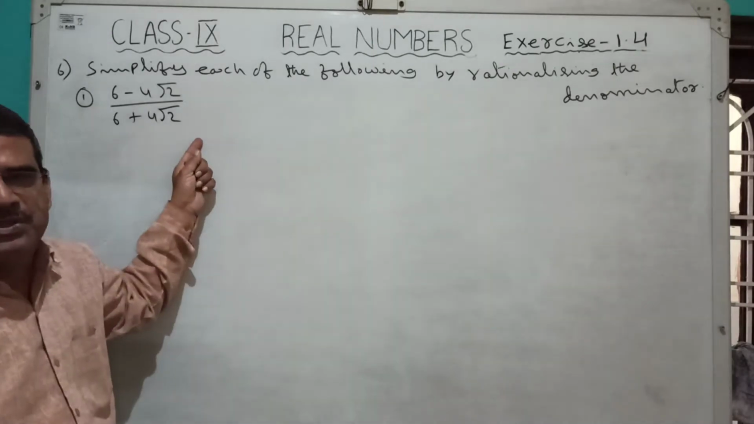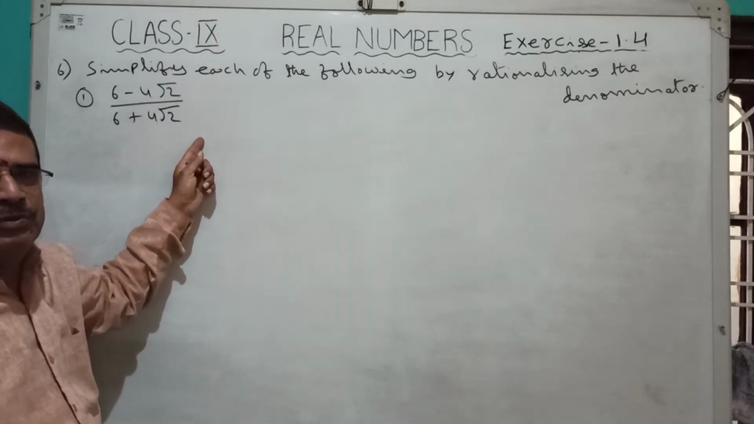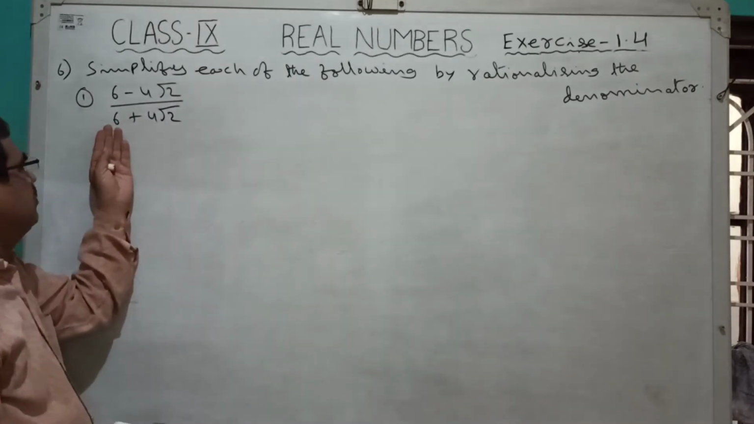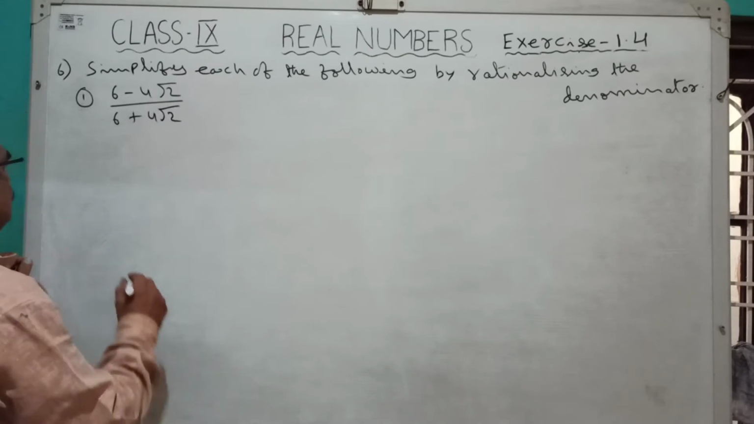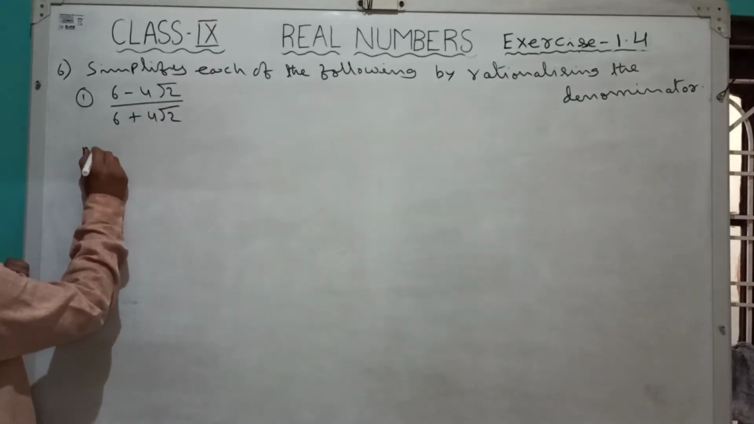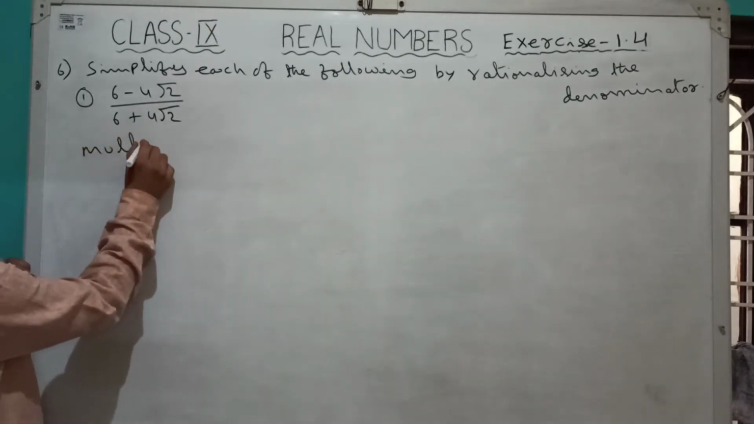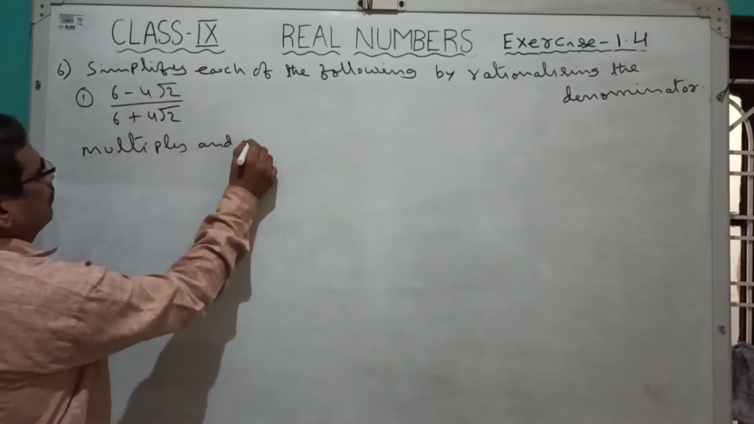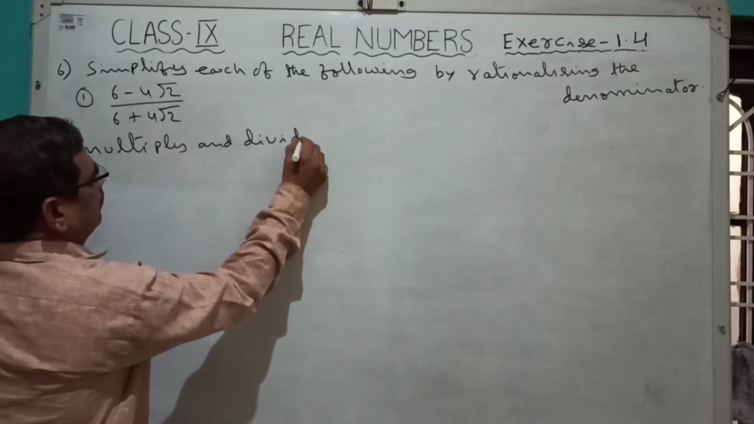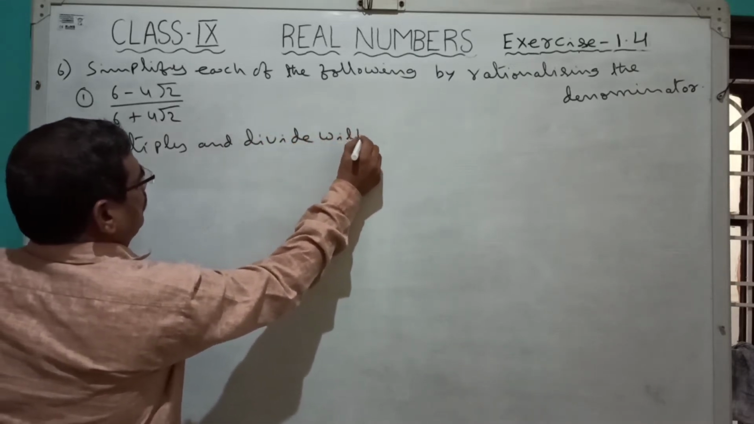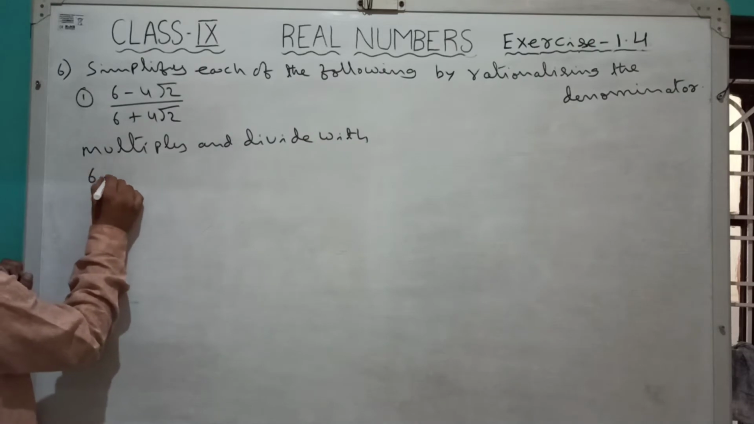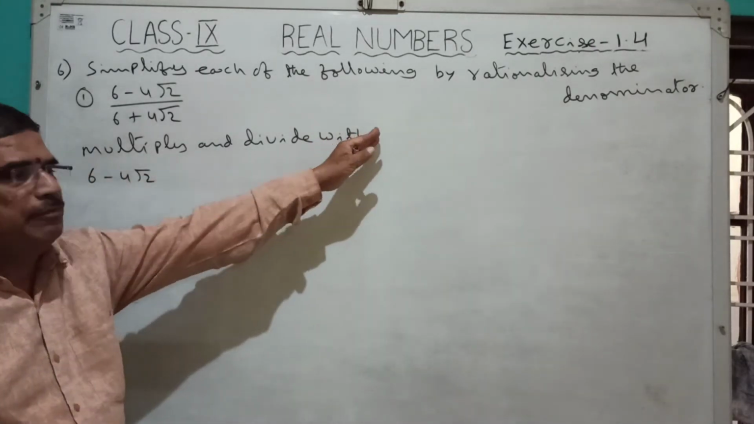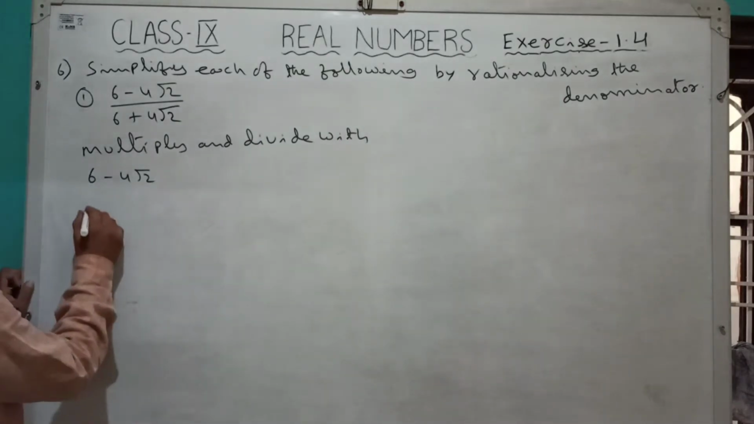Here a plus b is there. What do I have to do to get a rational number? I will multiply with a minus b. A minus b means 6 minus 4 root 2. So multiply and divide with 6 minus 4 root 2.